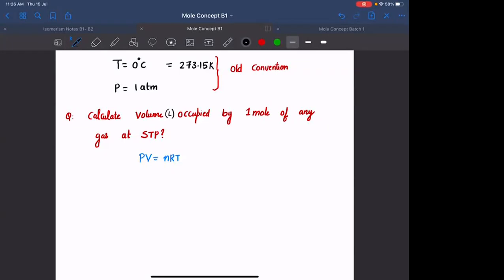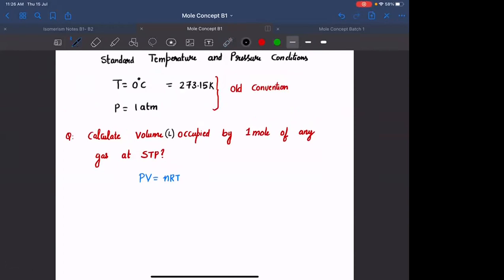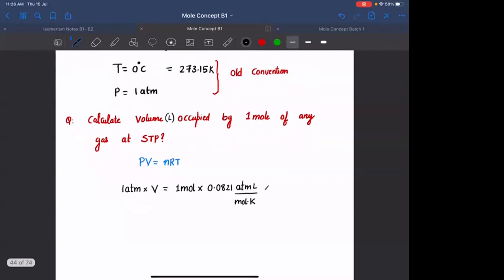R is 0.0821 atmosphere liter per mole Kelvin. The pressure we are taking in atmosphere, the pressure is 1 atmosphere, into volume equals moles, which is 1 mole, and the value of R is 0.0821 atmosphere liter upon mole Kelvin.